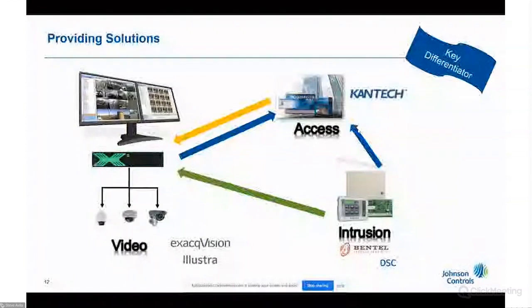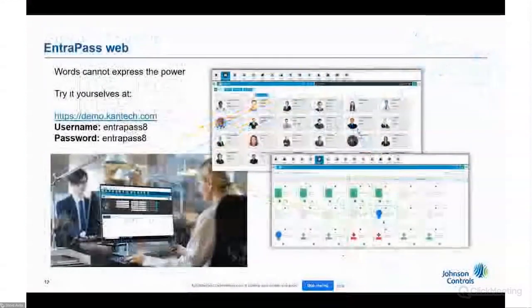For example, when I say bi-directional, it means also when I go into my Exacq Vision recorder live view, for example, I can set up doors and I can set up access commands on the video on the VMS software, as well as I can bring live video to my access software on Kantech. So that's what it means when it says bi-directional communication.